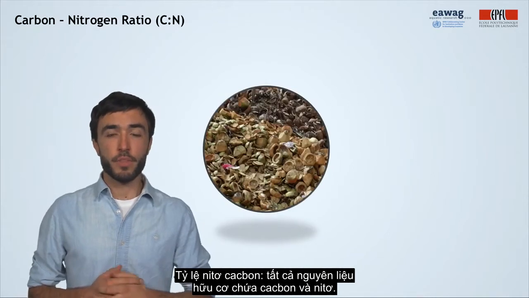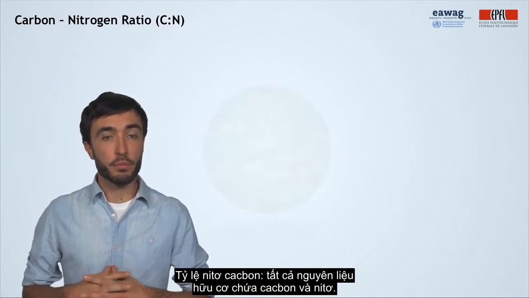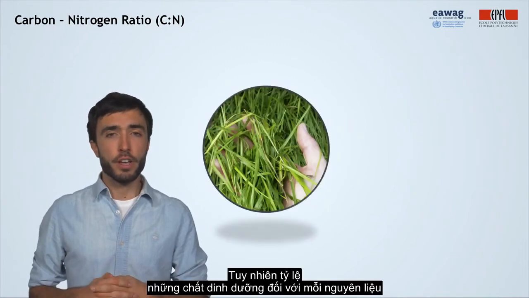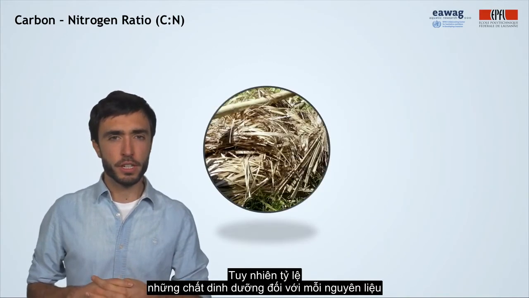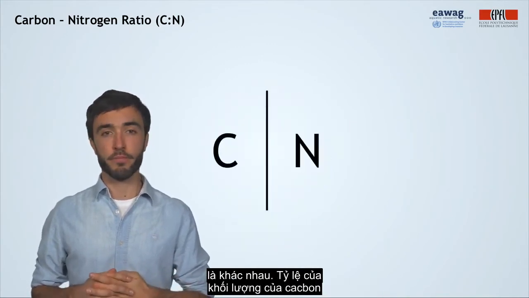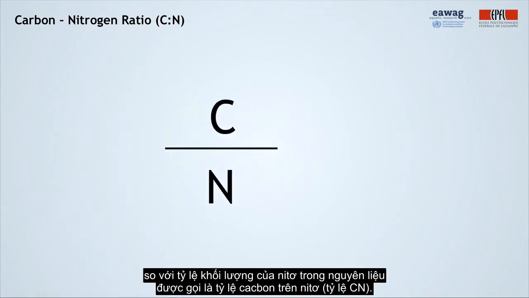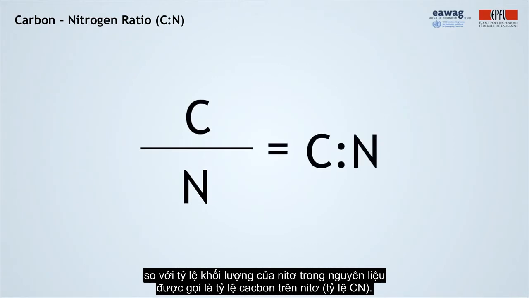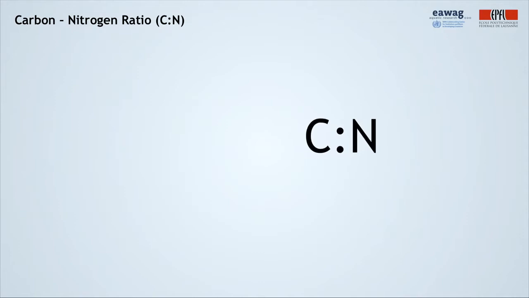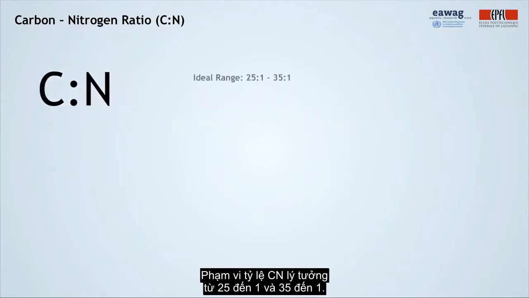Carbon-nitrogen ratio. All organic materials contain carbon and nitrogen. However, the relative proportion of these nutrients is different for each material. The ratio of the mass of carbon to the mass of nitrogen in a feedstock is called carbon to nitrogen ratio, or CN ratio. The ideal CN ratio ranges between 25:1 and 35:1.